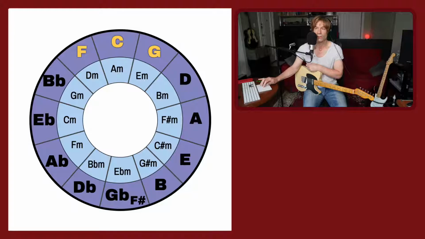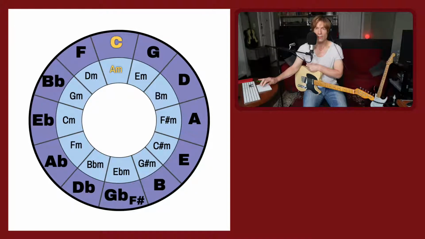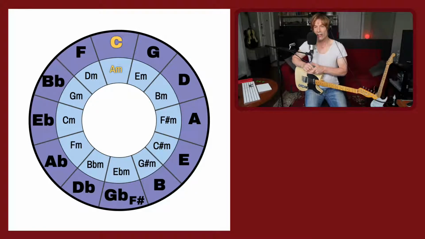Okay, not that one, but this one. Okay, that's the C. Check out the inner ring right there. That's the relative minor of all those notes. So if you look at C, the relative minor is A.